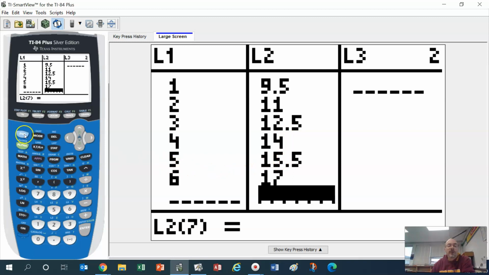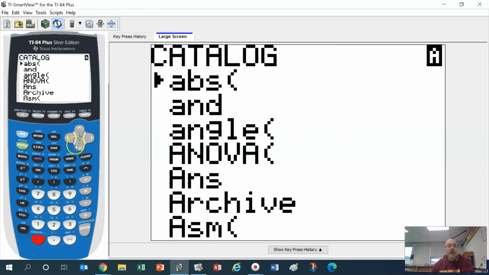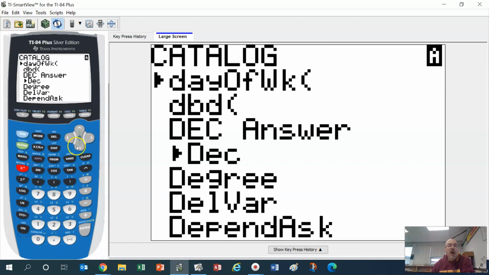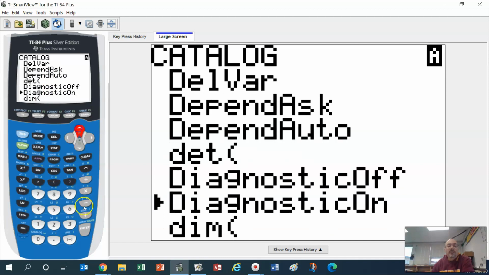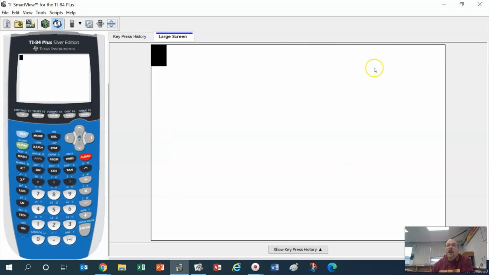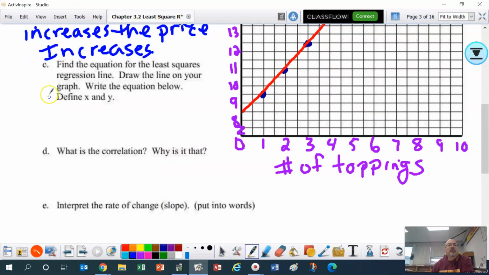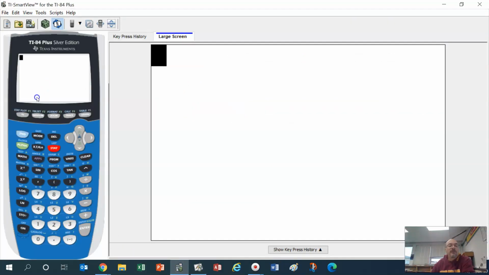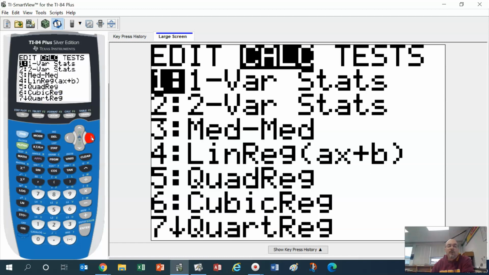Now, before we go any further, let's make sure the diagnostic is turned on. So remember how to do that. Go second zero, and we want to go to the diagnostic on. Scroll down to the diagnostic on and make sure it's turned on because that's going to give us all the information we need when we're doing this. Mine is turned on. So what we want to do next is find the equation of the least squares regression line. So here we go. We're going to go stat, then calculate. Remember, we do not use number four in this class. We use number eight. Just click the number eight.